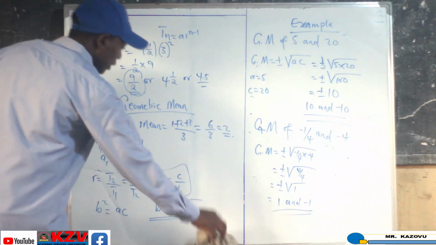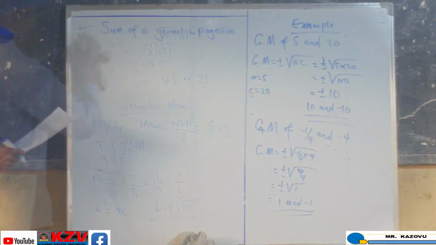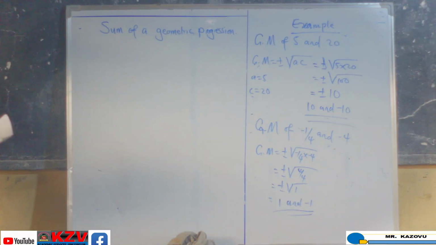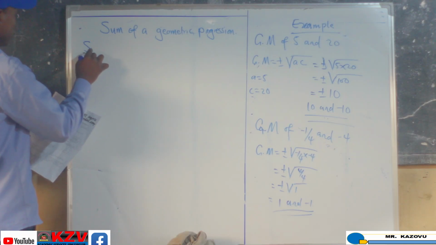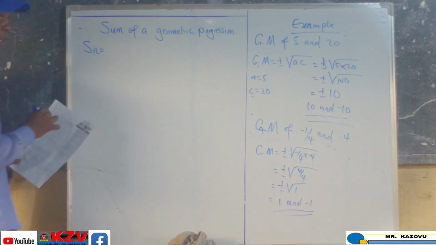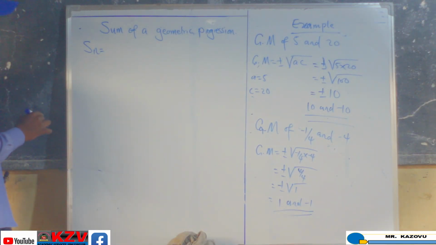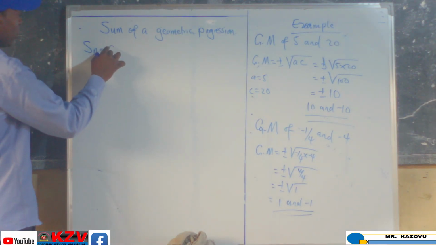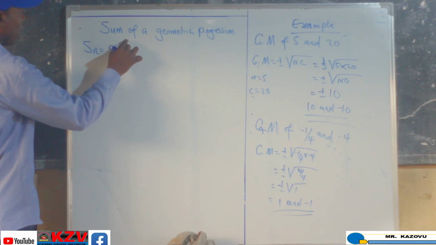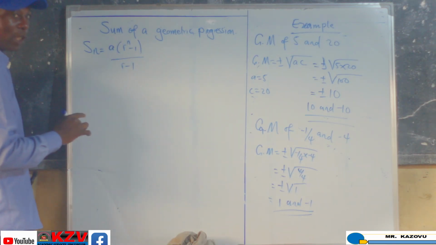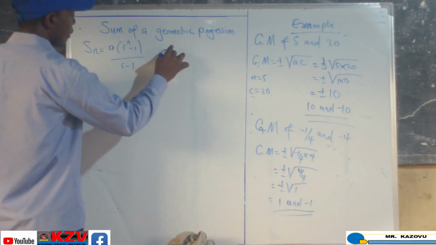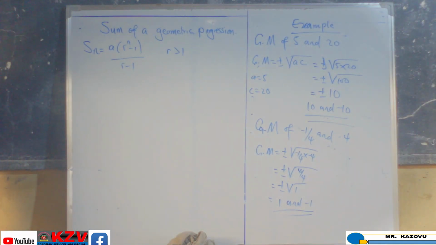Can I erase this? Okay, so sum of a geometric progression. If you get a past paper, you'll find that we are looking at the sum of a GP, Sn. We say the sum of a geometric progression is A times R to the power n minus 1, over R minus 1, when R is greater than 1. Is that okay? So there is a condition there.